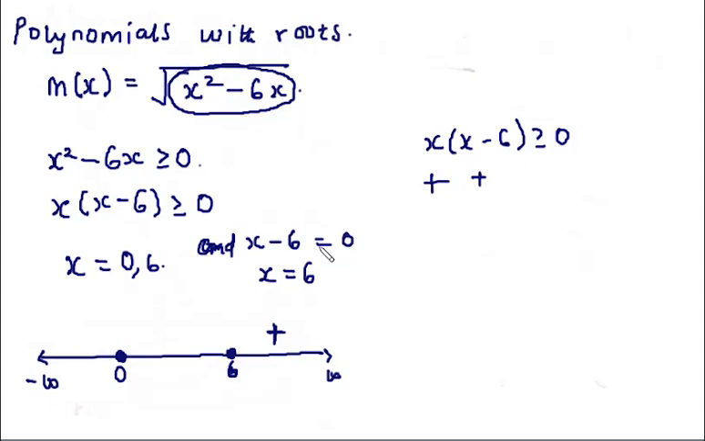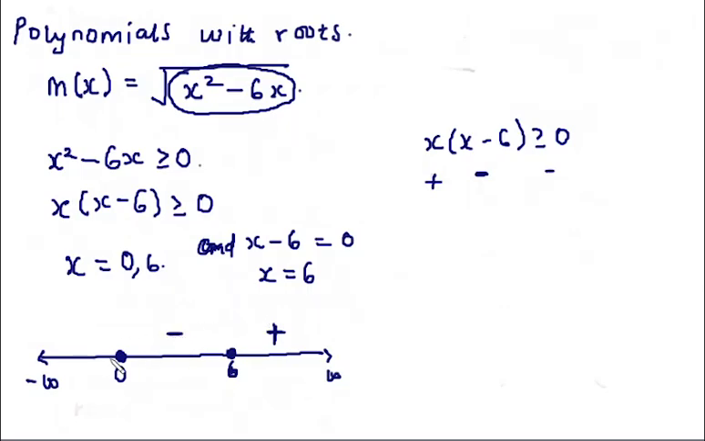Okay, so next up, pick a number between 0 and 6. So let's pick the number 5. If you pick 5, 5 here is a positive number. 5 minus 6 will be a negative number. Now we know that a positive number times a negative number will give us a negative number. So that does not satisfy the inequality. So write a negative number here.